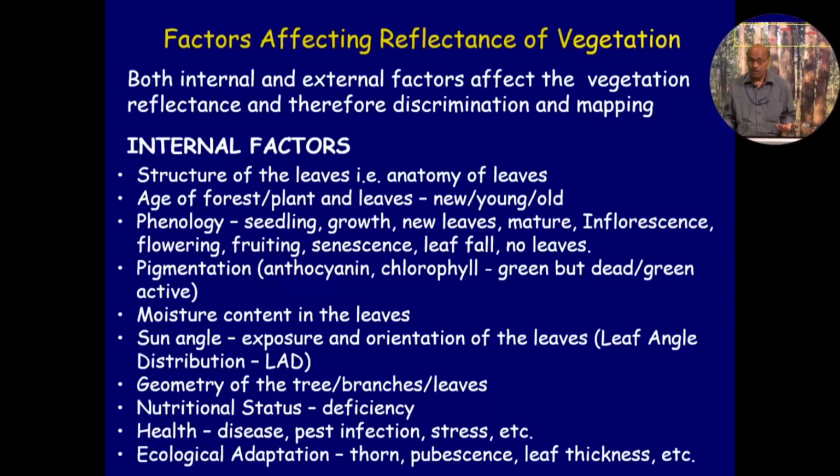Moisture content of the leaves. If the leaf is under stress, you will get a different reflectance. If moisture is enough, you will get a different kind. Similarly, sun angle, geometry of the branches and trees, nutritional status, health, ecological adaptation.